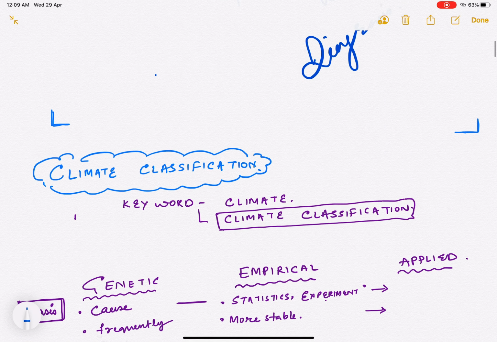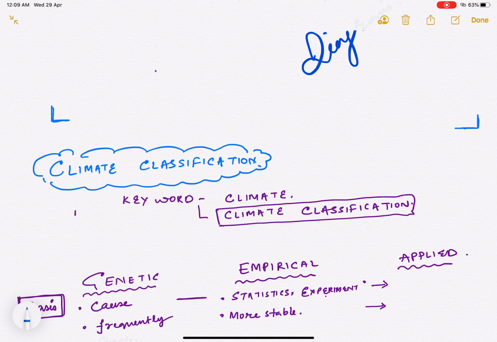First of all, today we'll be talking about the climatic classification. Now there are two keywords over here. First is climate and second is climatic classification. What do you basically mean by climate? Climate is nothing but the aggregate long-term average weather condition over a larger space and over a longer time. Space and time. Understood that.